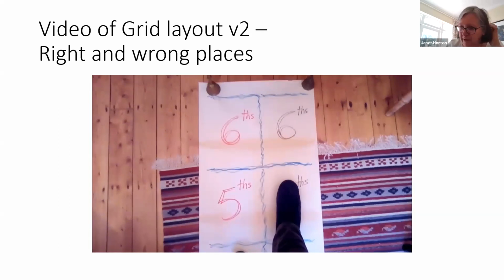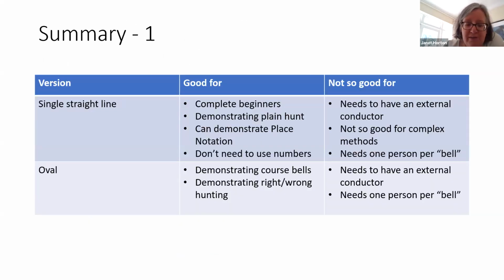So to summarize, what are these different methods useful for? The single straight line can be used with complete beginners. You don't even need to be a ringer to have a go at this. And it's used primarily for demonstrating plain hunt, though I can use it for demonstrating place notation. You don't need to use numbers. You can just give people a handbell or they can shout out their name. But on the other hand, you do need to have an external conductor. It's not so good for complex methods, and it needs 1 person per bell or per position.